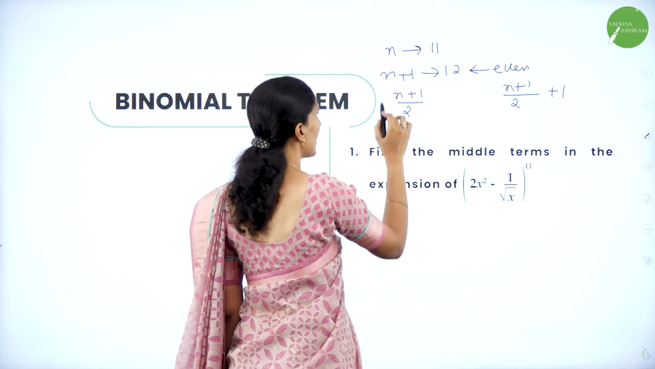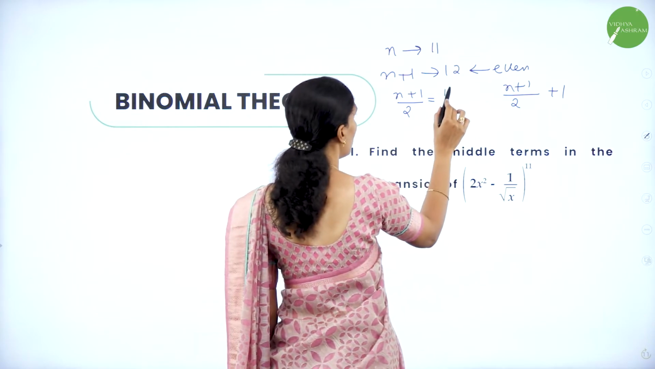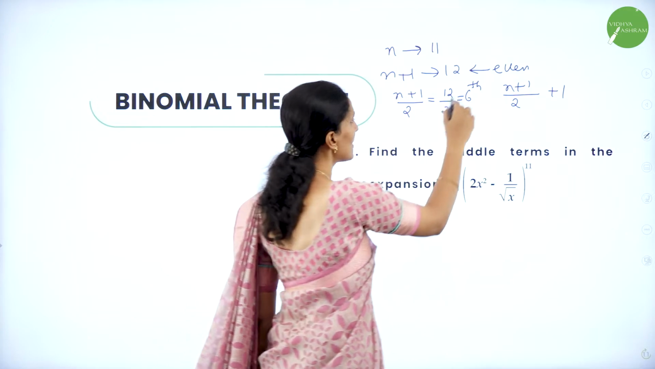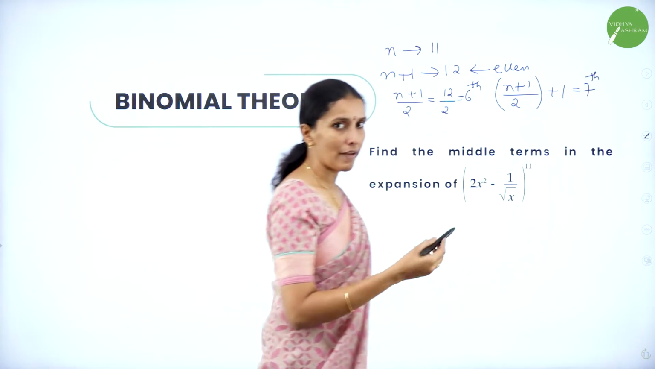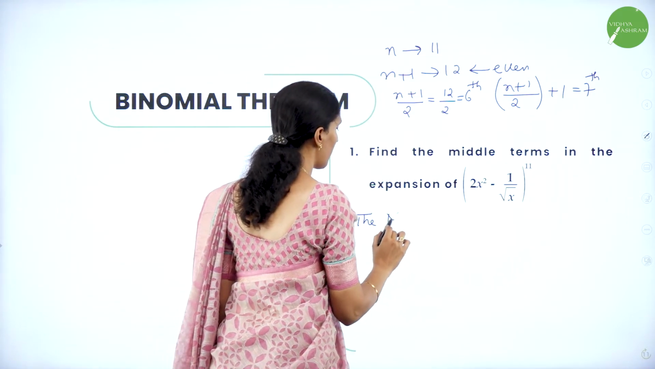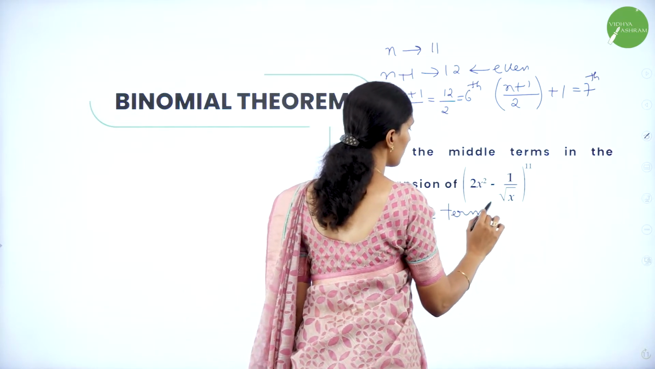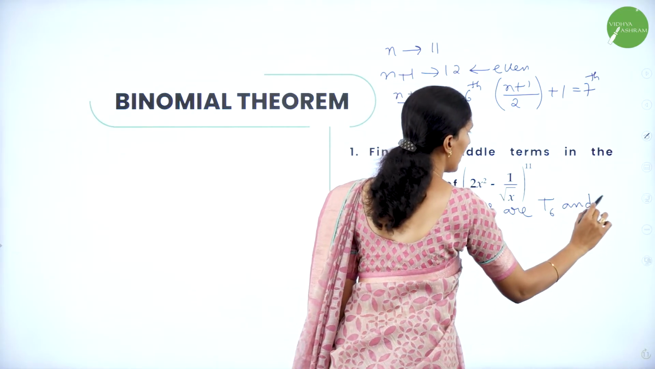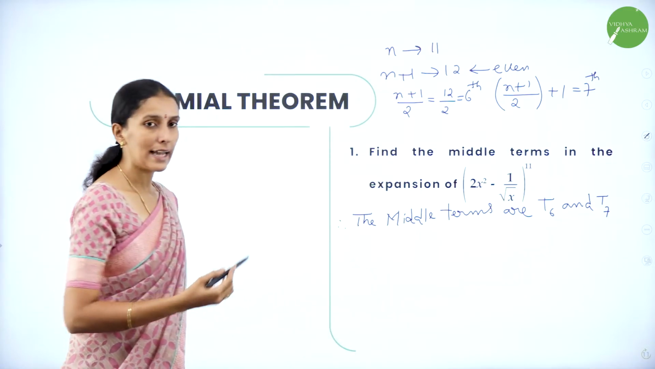So n plus 1 by 2 and n plus 1 by 2 plus 1. Let me find what is n plus 1 by 2. So n plus 1 is 12 by 2. So this is 6th term. If this is the 6th term, then this is obviously 7th term. No need to evaluate it. So therefore, the middle terms are T6 and T7. So 6th and 7th term means T6 and T7.